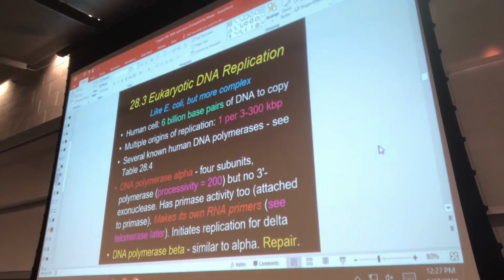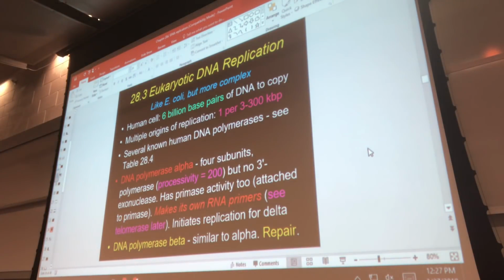Let's see. Now we get into eukaryotic DNA replication. You will find that the information you need for eukaryotic DNA replication is a lot shorter. Really, the only things you need to know are the different polymerases that you see in eukaryotes. And at the very end, you'll learn about telomerase. After those two things, then you basically have eukaryotic DNA replication down.